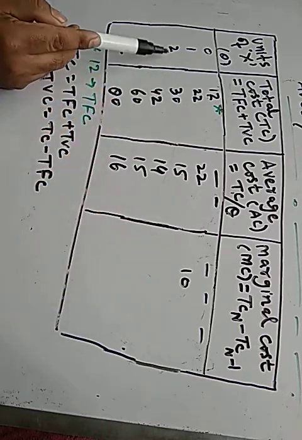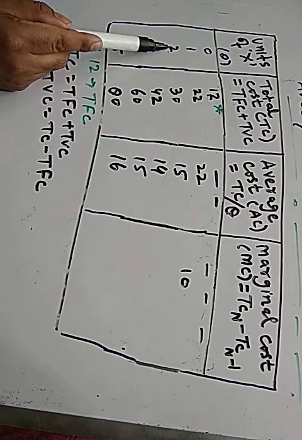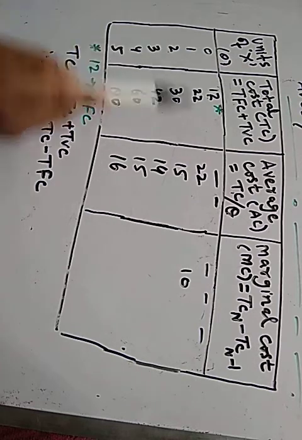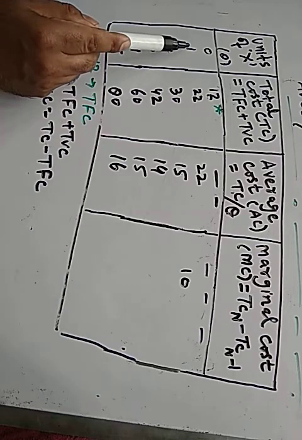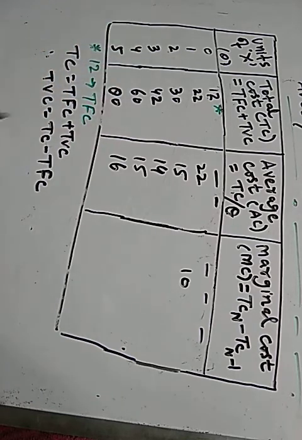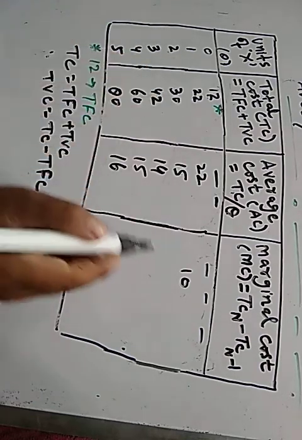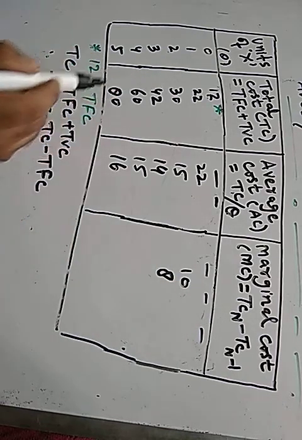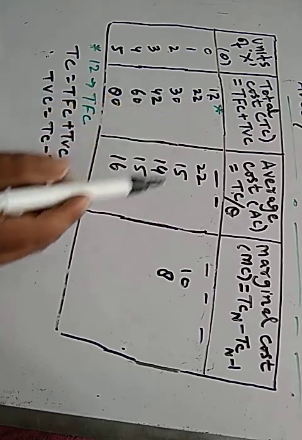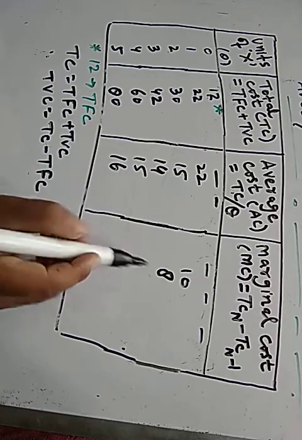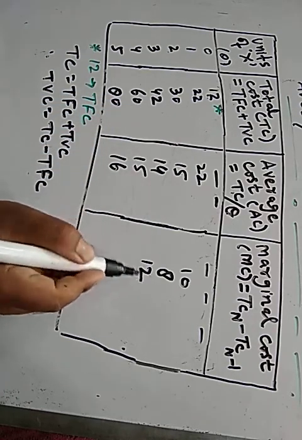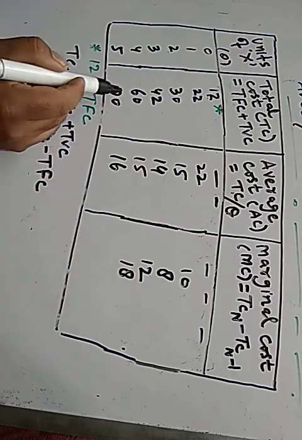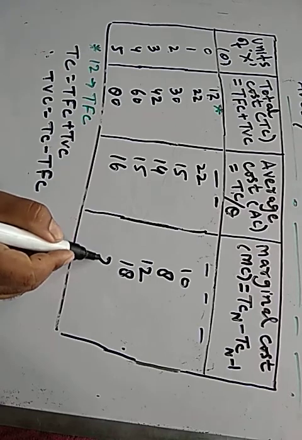Similarly, total cost of n units, now the current unit is 2 units, is 30 rupees, and total cost of n minus 1, that is 2 minus 1, the first unit, is 22. 30 minus 22 will be equal to 8. And the same procedure will be followed for the other values. It will now be 42 minus 30, equal to 12. 60 minus 42 is equal to 18. And 80 minus 60 is equal to 20.